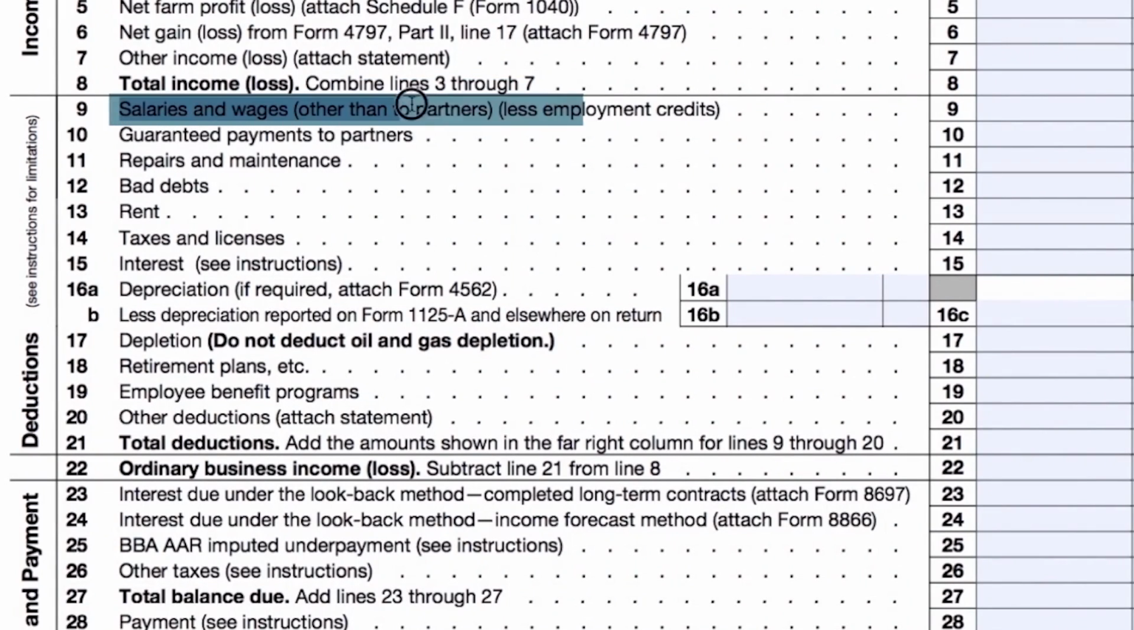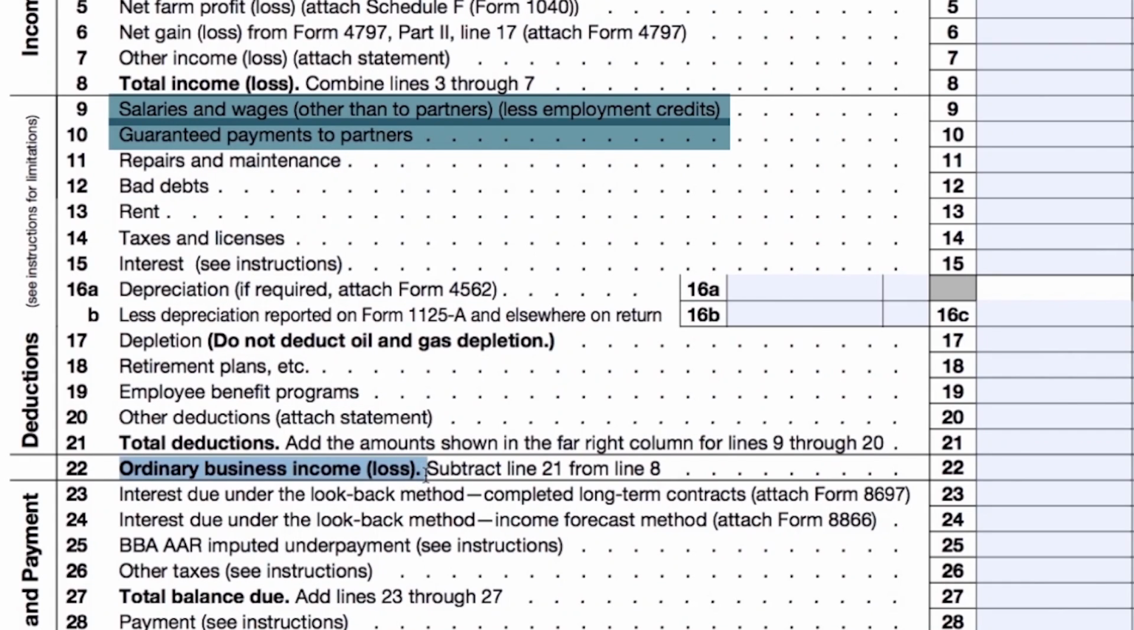We have salaries and wages first, and that refers to W-2 employees. But that does not include any payments to the partners, because partners, which could be members in an LLC, are never taxed as W-2 employees. Now, if they're receiving regular payments, like a salary, that's under guaranteed payments to partners, which is a deduction for ordinary business income.